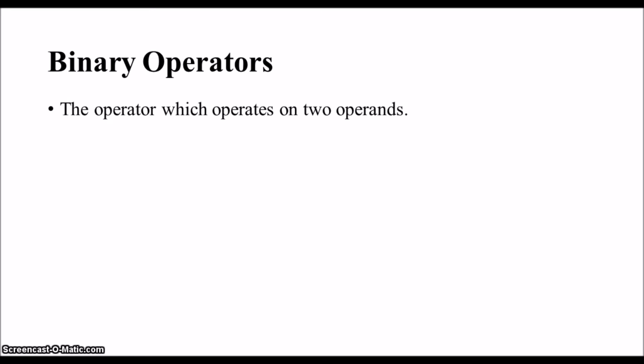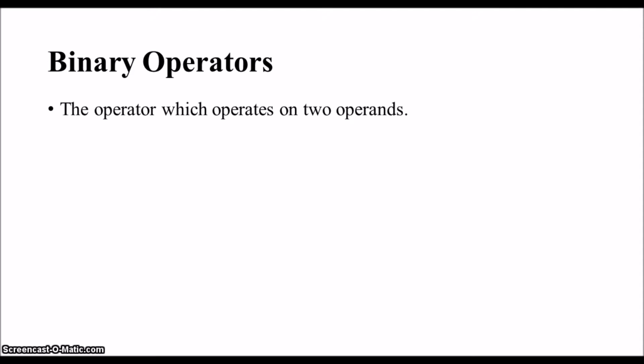So what is a binary operator? The operator which operates on two operands is known as a binary operator. So what exactly is a binary operator? What is an operand? The example related to this is already present in part 1 of this operators in C series, and the link is also present in the description box.